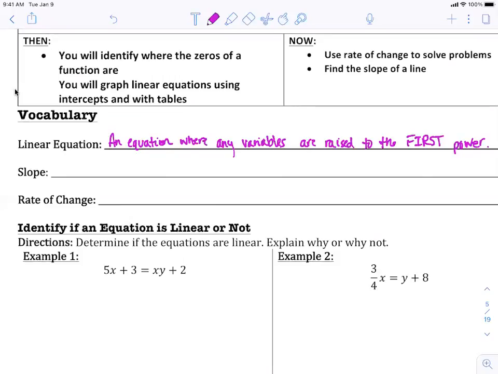As soon as you start looking at x squareds, x to the thirds, x to the fourths, those create nonlinear equations. We'll deal with x squareds a little bit second semester, but in Algebra 1, we don't really go beyond that this year. But you will get to that when you reach Algebra 2.